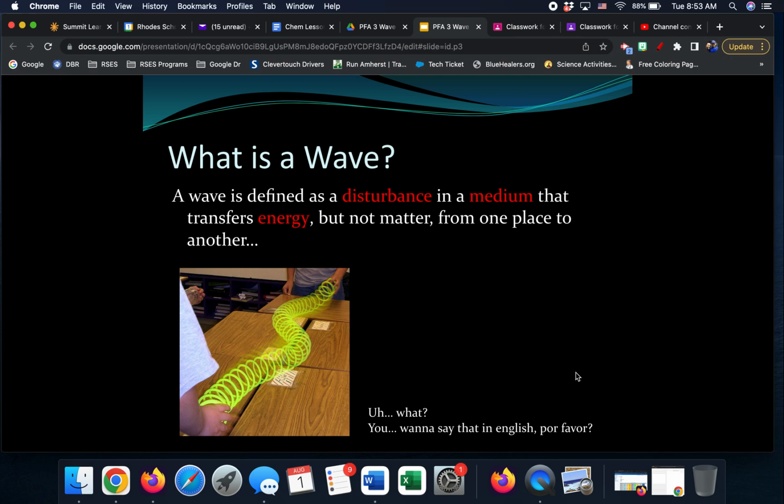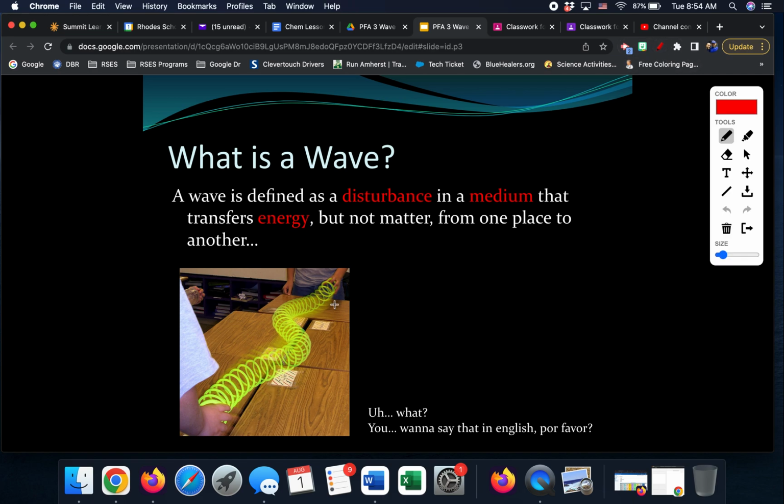This definition is crazy. A wave is defined as a disturbance in a medium that transfers energy, not matter, from one place to another. It's going to be easier, though, as we get through and break down those words. So let's look at this picture and figure out what those words mean. A disturbance is a fancy way of saying energy being brought in.